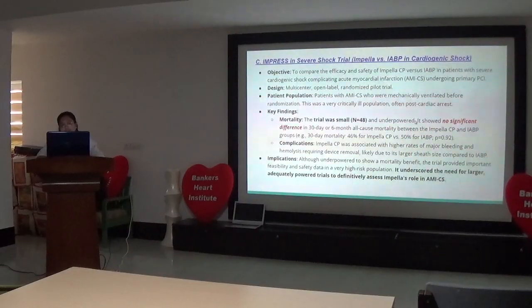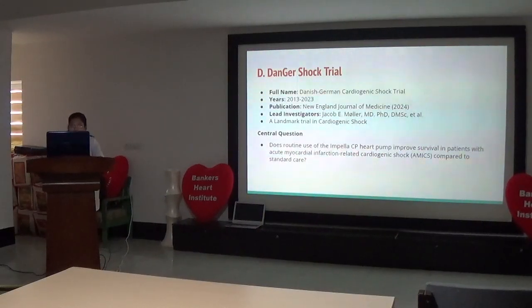It showed no significant difference in 30-day or 6-month all-cause mortality between Impella CP and IABP. And Impella CP was associated with higher rates of major bleeding and hemolysis requiring device removal, likely due to its larger sheath compared to IABP. So, although underpowered to show mortality benefit, the trial provided important feasibility and safety data in a very high-risk population. It underscored the need for larger, adequately powered trials to definitively assess Impella's role in AMI and CS. This led to the foundation of the DanGer Shock trial.